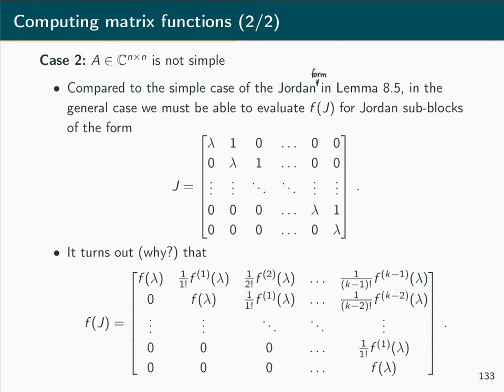Also, if you're interested, it's not a bad idea to think about where this formula comes from, and let me give you a little hint to this end, namely try to evaluate increasing powers of the non-simple Jordan subblock up here. So compute J squared, J to the 3, J to the 4, and so on, and take a closer look at the results that you are getting.